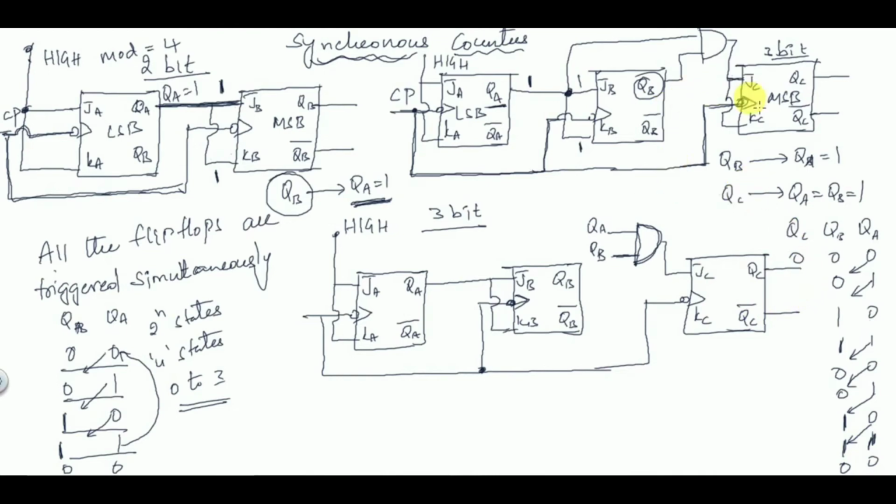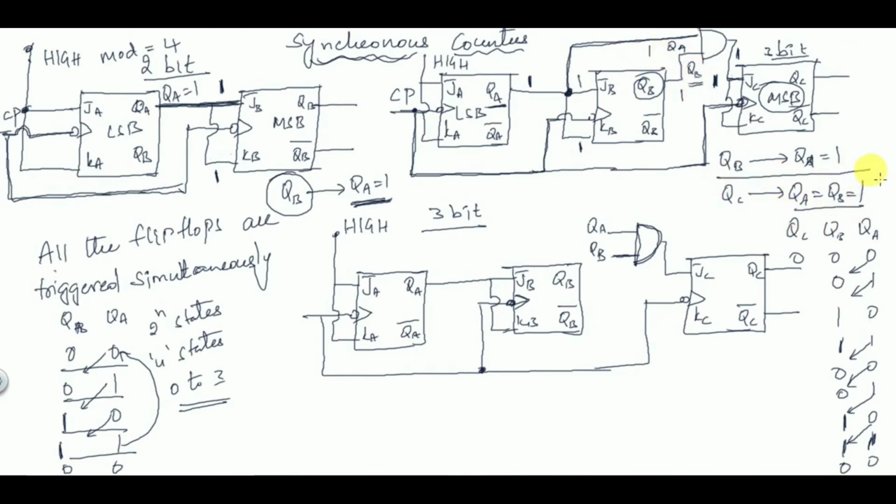Okay, and for QC, this should be equal to 1. So this is QB and this is QA. From here we have taken, right? So this input is QA, QB. So the output of the AND gate is 1 only when both the inputs are 1. So in order for the MSB bit, that is the C flip-flop, to toggle, JC and KC should be equal to 1. So that means the output of the AND gate should be equal to 1, and the output of the AND gate is equal to 1 when both the inputs are 1. So that means QA must be equal to 1 and QB must be equal to 1.